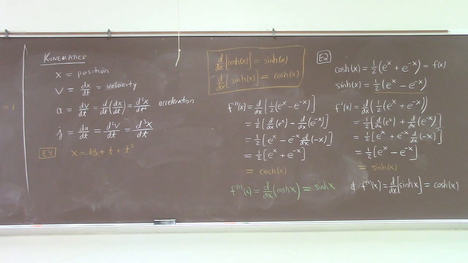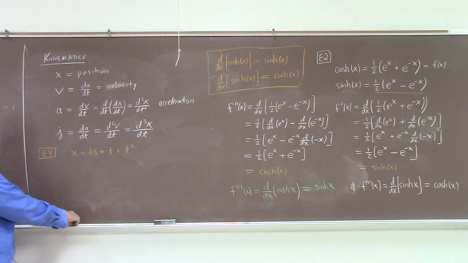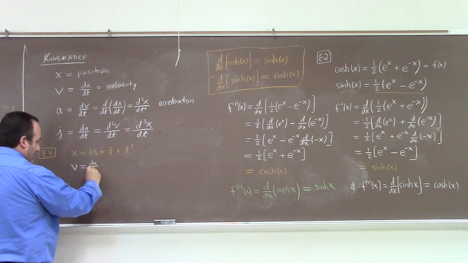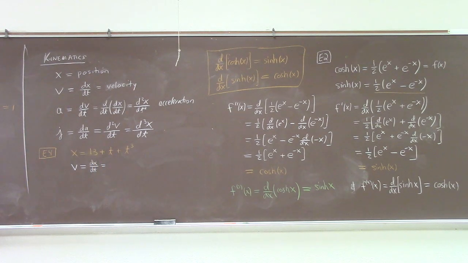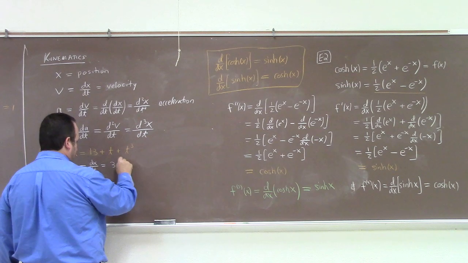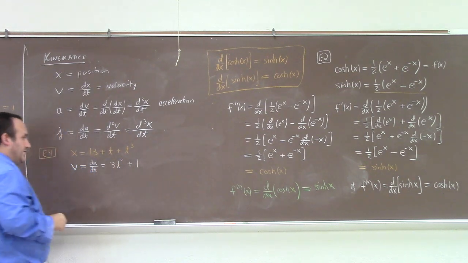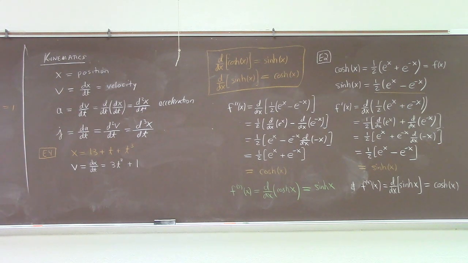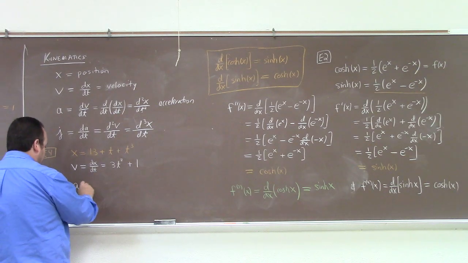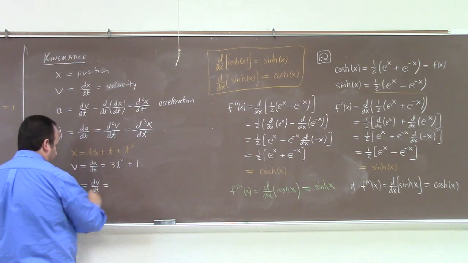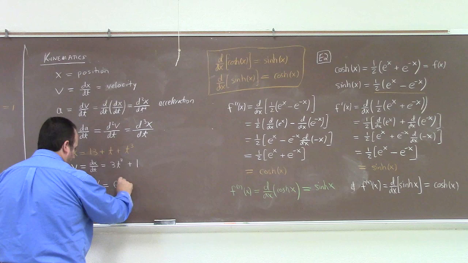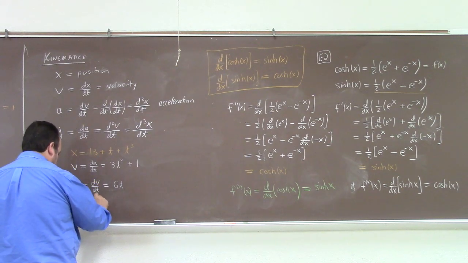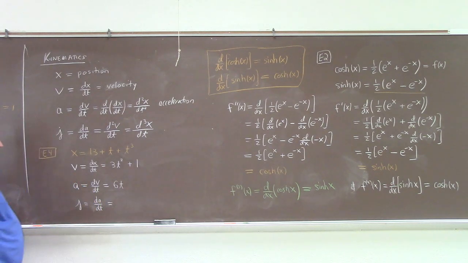So you guys tell me, what's the velocity? Come on, you guys can do this one. 3t squared. That's part of it. Plus what? Plus 1, right? Because the derivative of t with respect to t is just 1. So that's why I get that plus 1 there. All right, guys, what's the acceleration? Maybe 6t, very good. What's the jerk? 6, right.